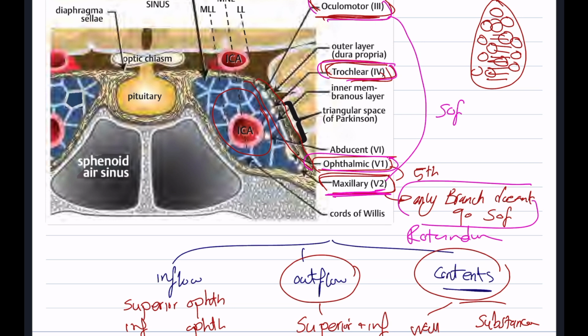Inside the substance of the cavernous sinus, you will have the internal carotid artery and also the abducens nerve. The abducens nerve is not related to the dural wall of the sinus; it lies inside the substance of the cavernous sinus.